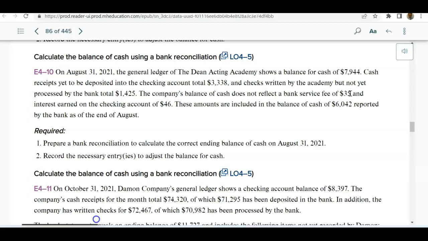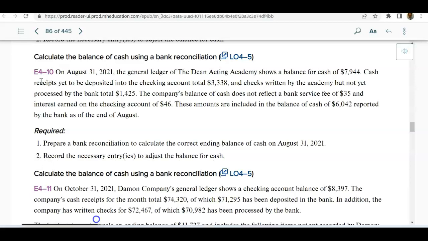That's a debit memo in the bank statement. And interest earned, that's a credit memo in the bank statement of $46. So the bank statement shows a debit memo of $35, and the credit memo of $46 for the interest earned. These amounts are included in the balance of cash of $6,042 reported on the bank statement. Prepare a bank reconciliation to calculate the correct ending balance of cash on August 31st and record the necessary entries to adjust the balance for cash.